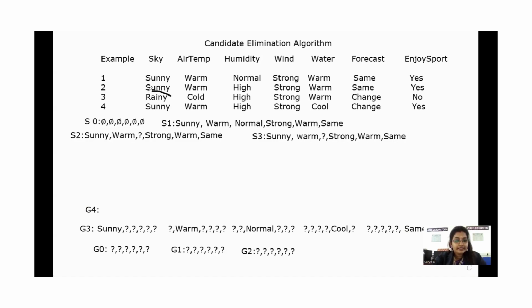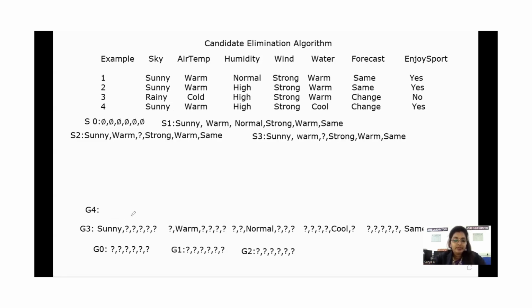But in the third condition, they have mentioned rainy, and it is a negative value. So we can consider this a correct example. And the next one, the fourth one, is sunny. Again, this is sunny. It matches. So this is eligible to write here for G4. I'm writing this. This is a correct example. Now this one is selected.